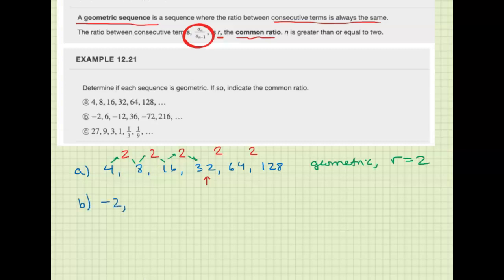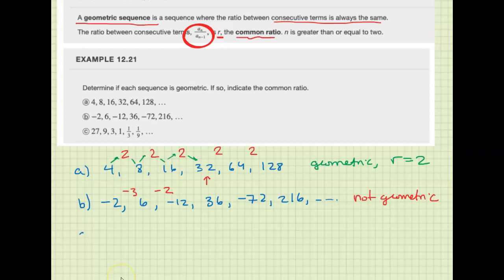All right, let's look at the next one. -2, 6, -12, 36, -72, 216, and so on. Okay, so divide a number by the previous one. 6 divided by -2 is -3. -12 divided by 6 is -2. So this doesn't work because the pattern is broken. I'm not getting the same common ratio, so this is not geometric.